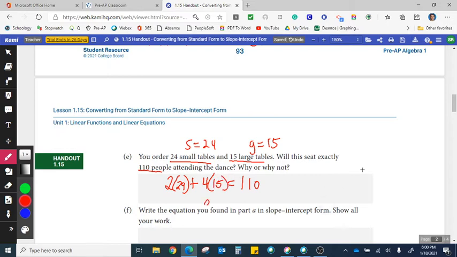Okay, so this ends up being 15 times 4 is 60. 24 times 2 is 48. So 48 plus 60 equals 108. Okay, we needed 110, so it will not fit exactly.